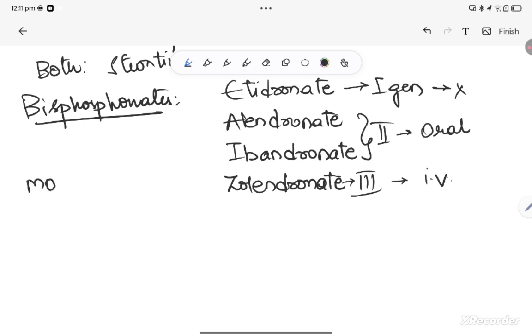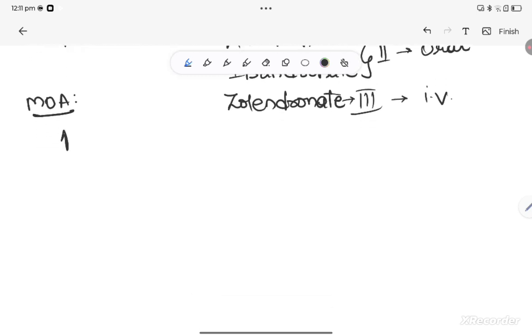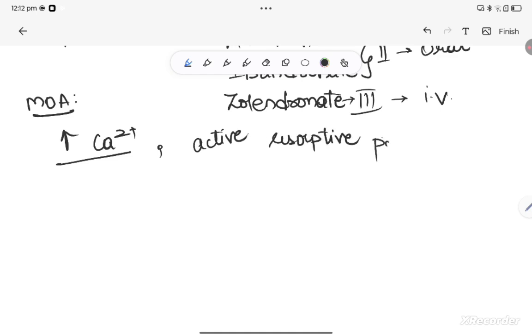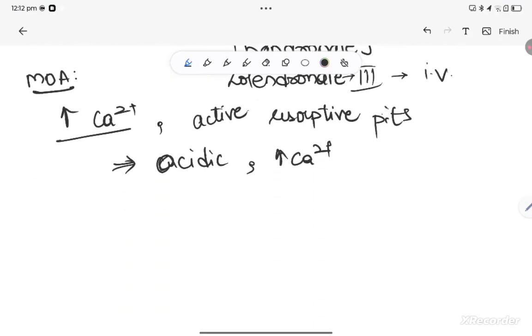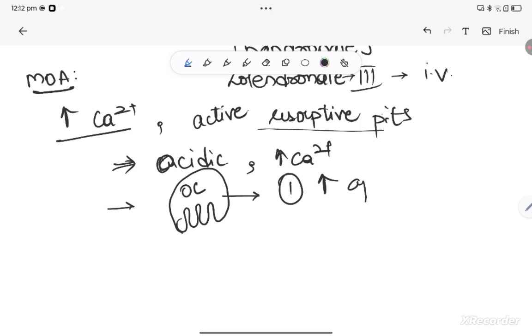Mechanism of action of bisphosphonates. Bisphosphonates have very high affinity for calcium. In a case of osteoporosis, there will be increased resorption, because of which there will be active resorptive pits. Active resorptive pits will be acidic in nature. Because of this acidic nature, as well as a lot of calcium, whatever bisphosphonates are given will be accumulated in the resorptive pits only. These resorptive pits have osteoclasts in them. These activated osteoclasts actively accumulate the bisphosphonates, which causes increased apoptosis of osteoclasts.